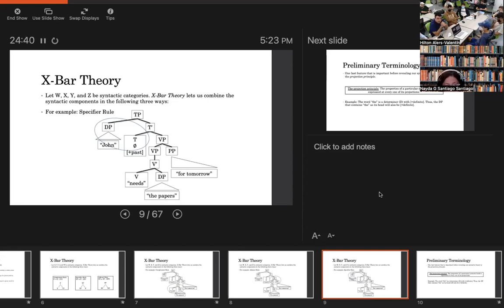Pero Naida, ¿entendiste lo que, o sea, se respondió tu pregunta? Sí, ok. Sí, se respondió mi pregunta.